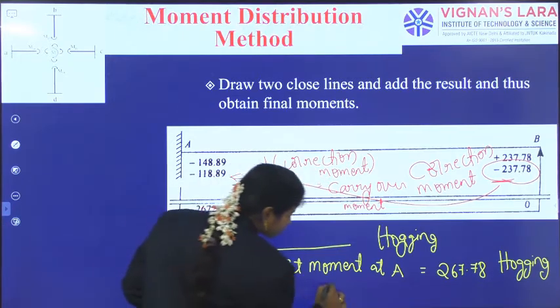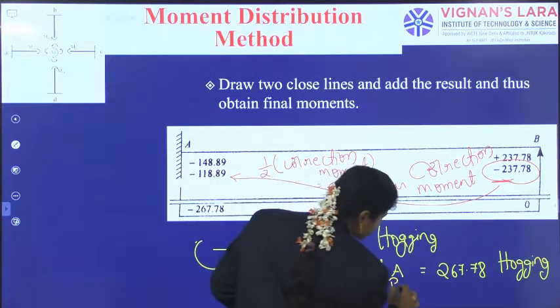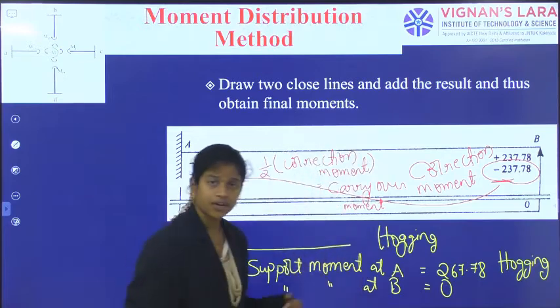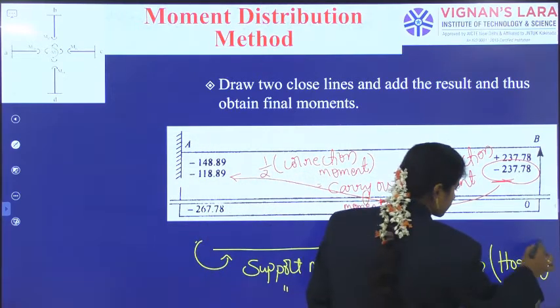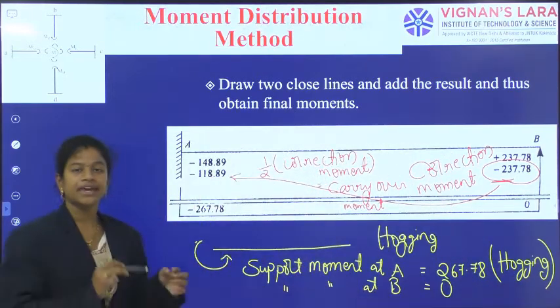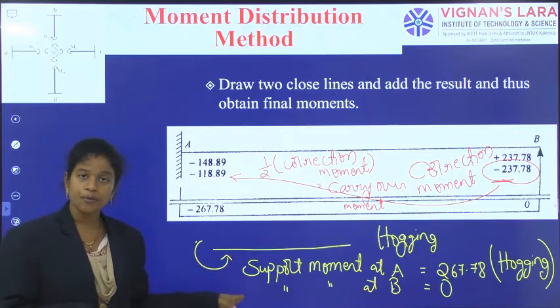And support moment at B is equal to 0, as we already know, which is 0 only because it is simply a pinned type end. Okay, these are the support moment calculations.